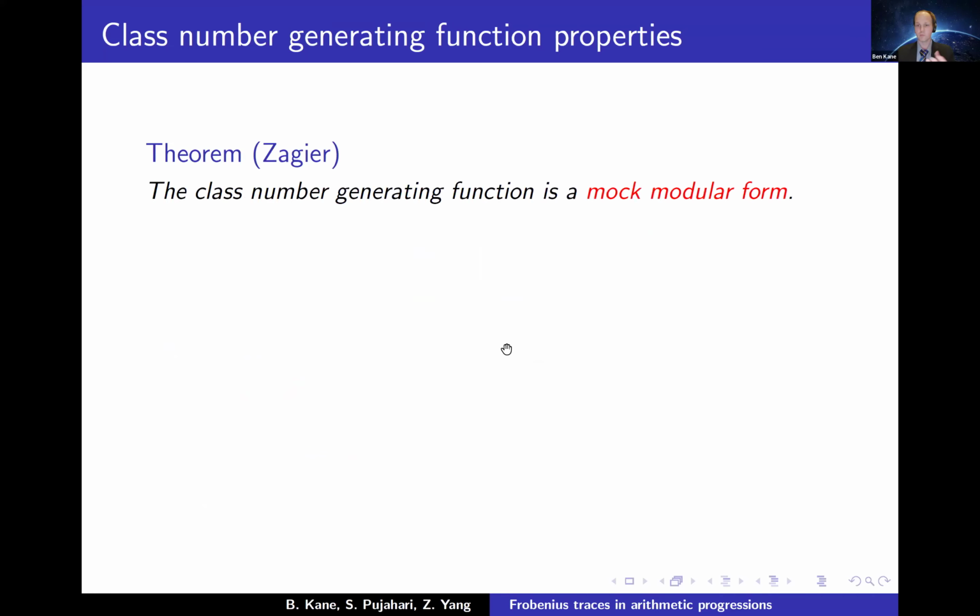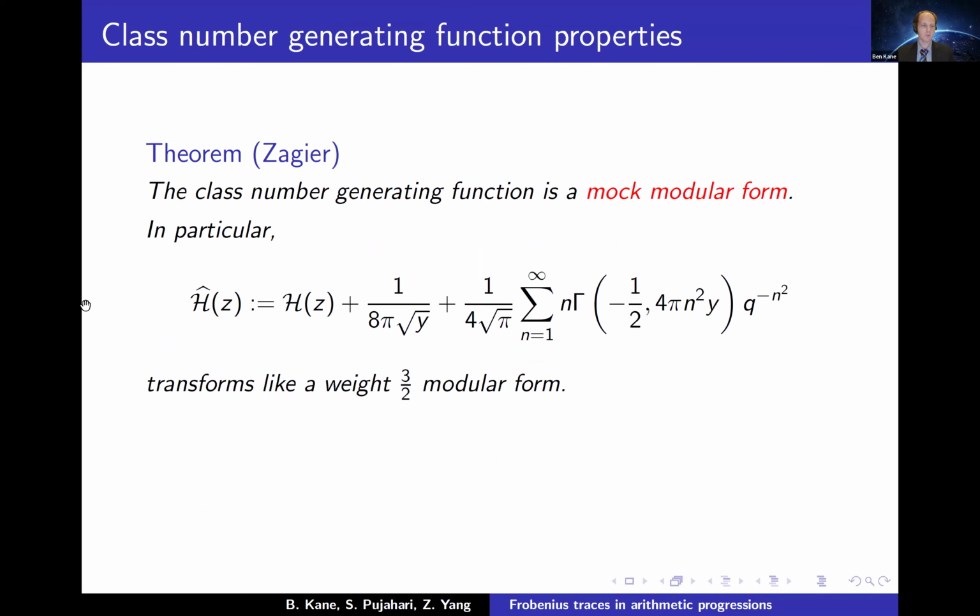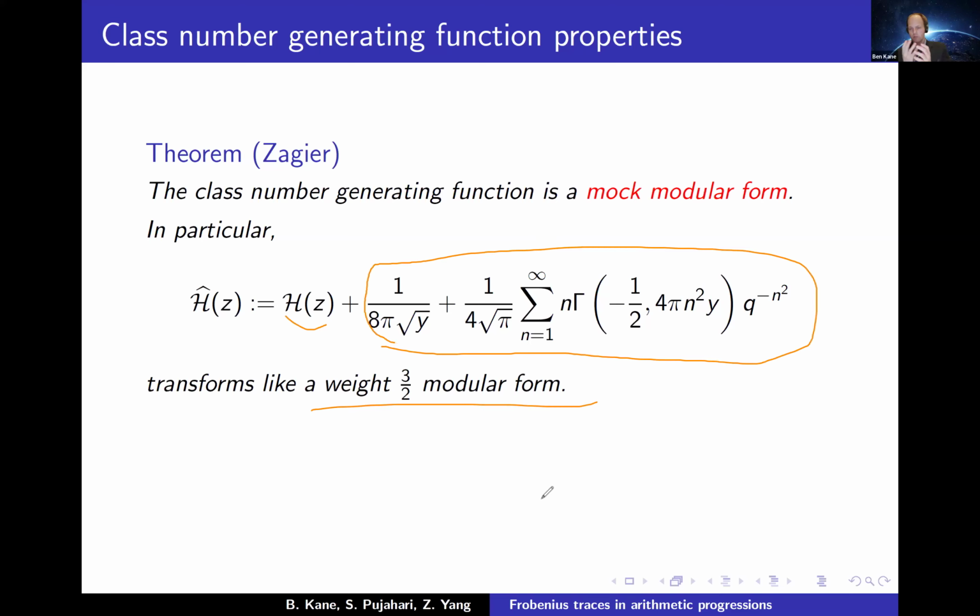So then what about the class number generating function? Well, actually, Zagier proved that the class number generating function is what we call a mock modular form. If you add in this non-holomorphic piece to the class number generating function, then you actually get a weight 3/2 non-holomorphic modular form. It behaves exactly like a weight 3/2 modular form on gamma 0 of 4 when you slash with the weight 3/2 slash operator. But you have to add this non-holomorphic piece.